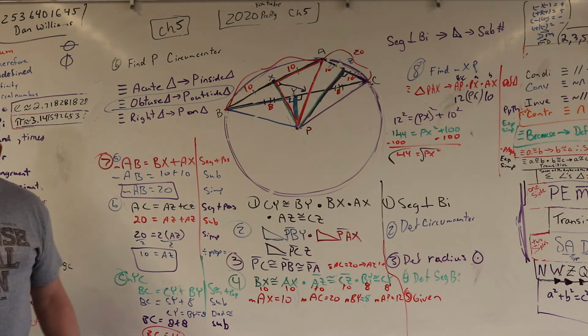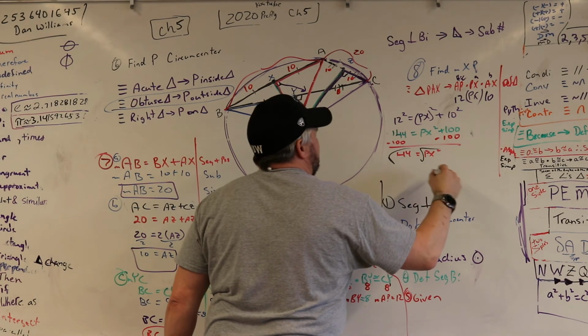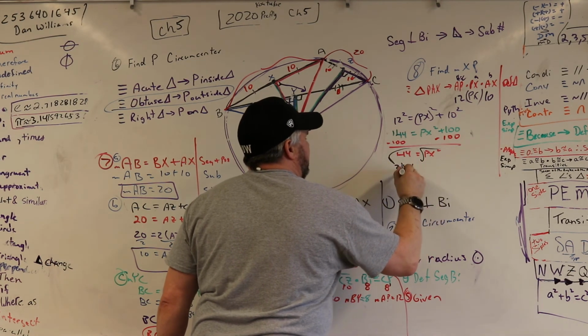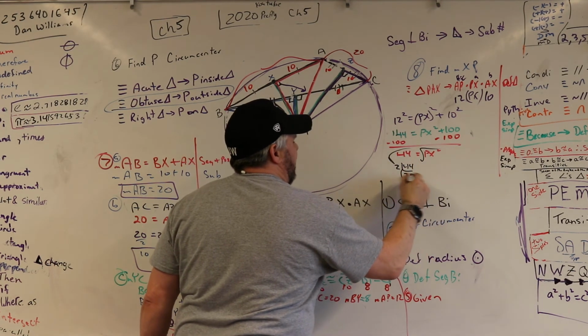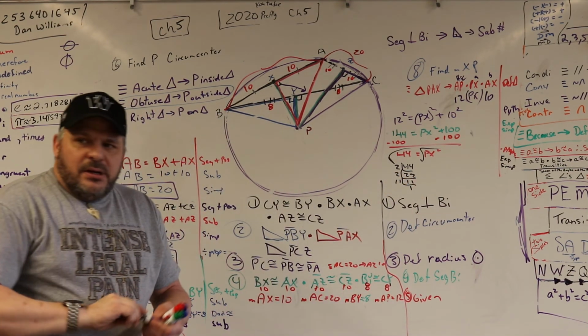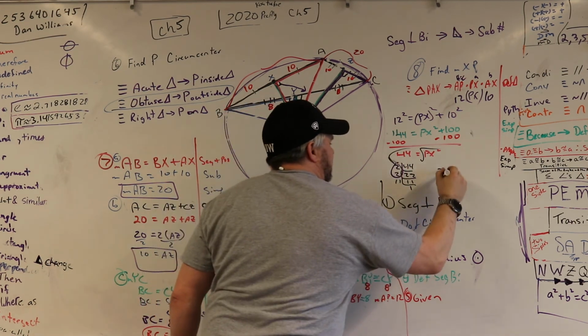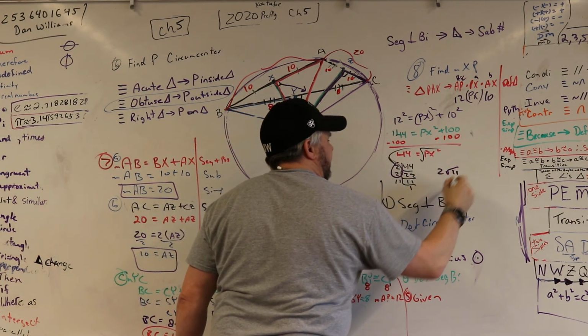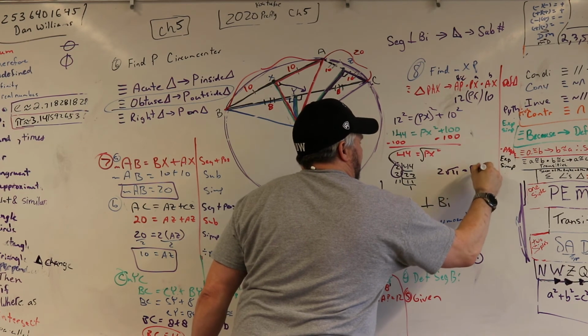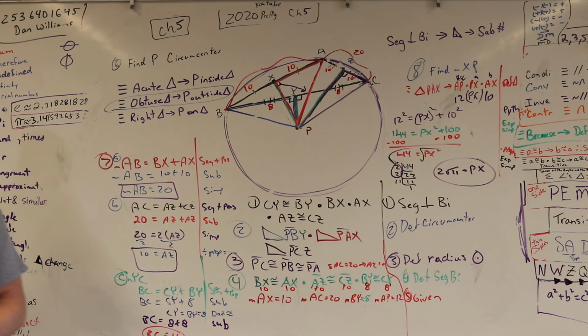Okay? And what is the square root of 44? Now we break it down. Simplify it. 44, 2 goes into 44 22 times. 2 goes into 22 11. 11 goes into 11 once. You take one pair out. That's 2 square root of 11 equals PX. And that's your answer.